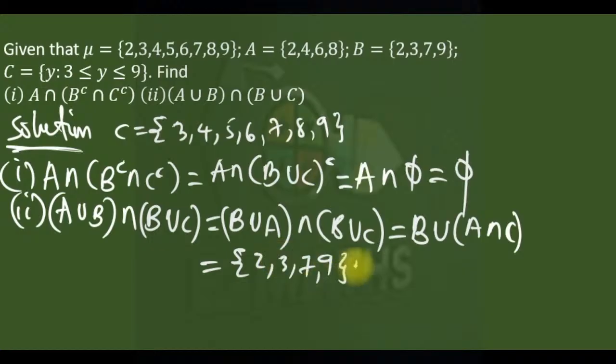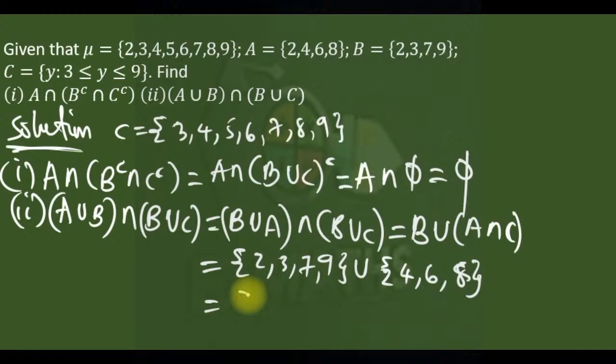Union A intersection C. So what is common in A and C? So this, as you can see, I'm seeing there is 4. There is 6. And there is 8.